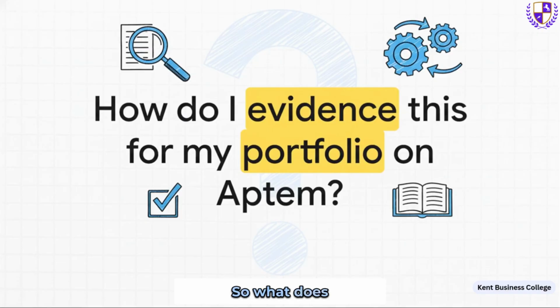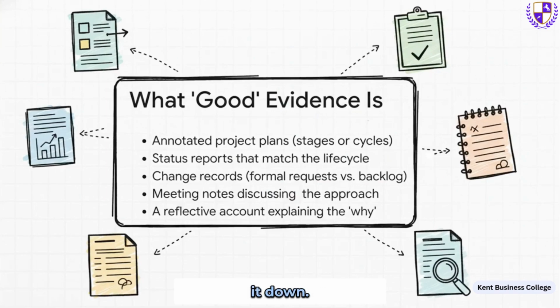So, what does good evidence actually look like? Olivia breaks it down. She explains that assessors want to see your actual project documents. Things like a project plan where you've literally highlighted the linear stages or the iterative sprints, or status reports that are clearly tailored to the life cycle.